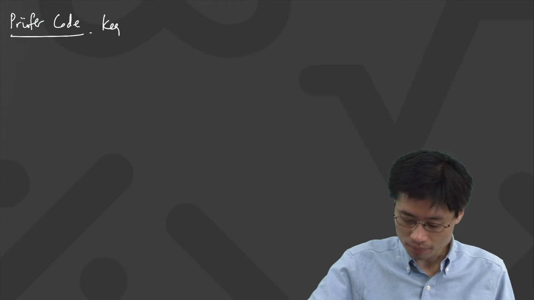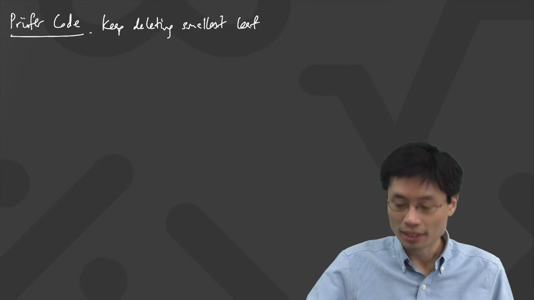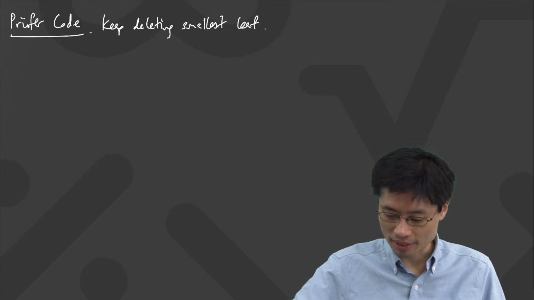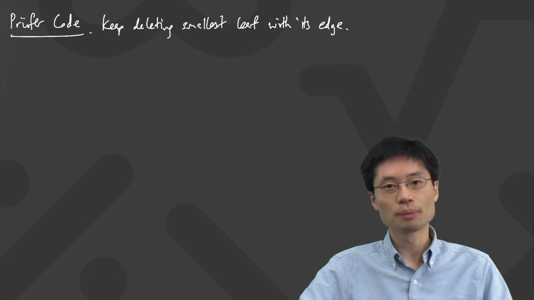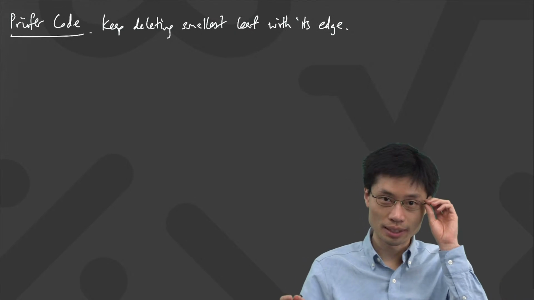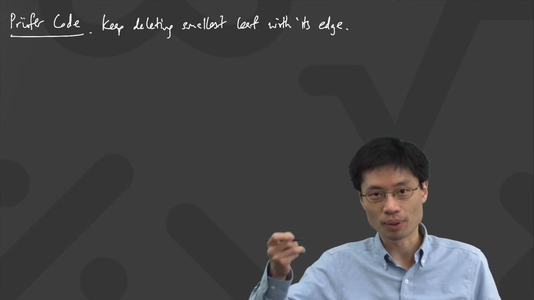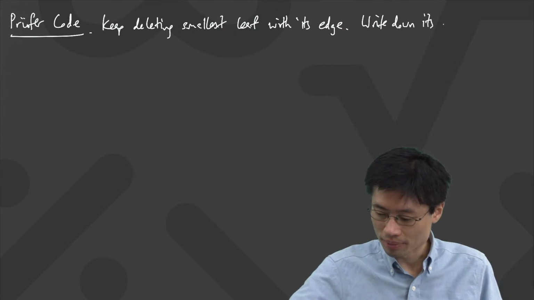Keep deleting the smallest leaf, right? And you take it away, removing it with its edge. Keep deleting the smallest leaf with its edge. And we were just recording down, what is that smallest leaf? And we were actually recording down the neighbor, its neighbor. We were always writing that down. So we write down its neighbor.